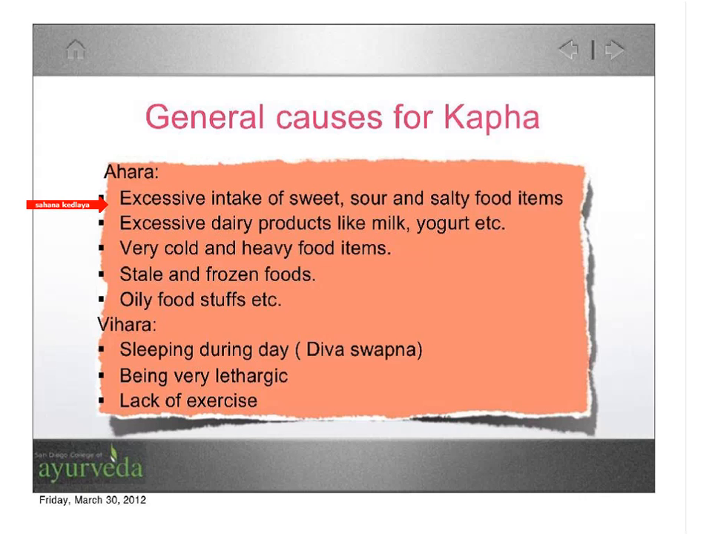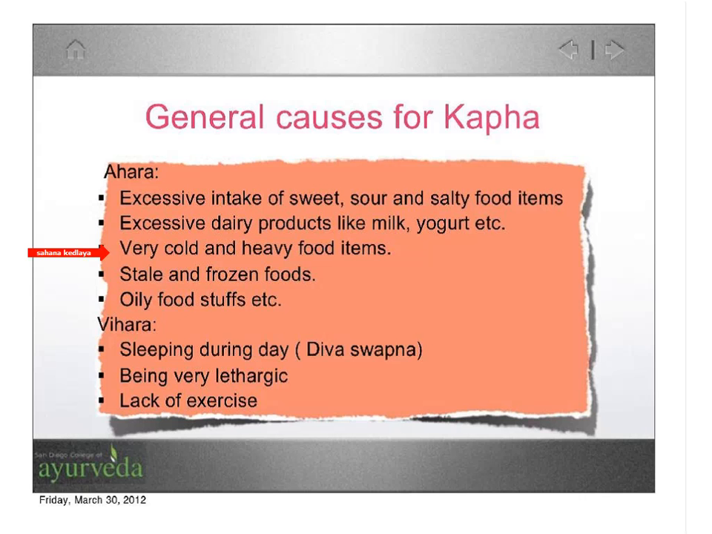So excessive intake of sweet, sour and salty food items, because we know that kapha has the property of sweet and salty. So if we take these rasas, these tastes, in excessive quantity, that will cause the imbalance of kapha. And also excessive dairy products like milk, yogurt, etc. will cause the imbalance of kapha.